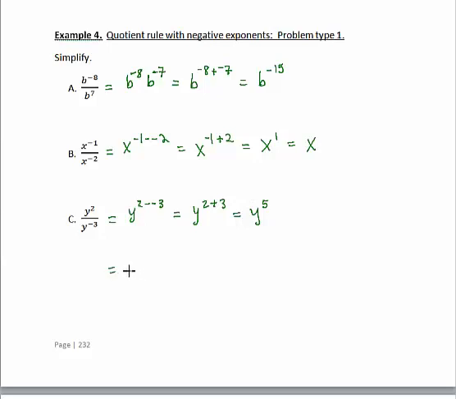Likewise, I could have kept the y to the negative 3 on the bottom, moved the exponent 2 from the top, okay, subtract the 2 from the bottom exponent. That would leave a 1 in the place of the y squared, and then we end up with a y to the negative 5, which is the same thing as y to the positive 5th power.